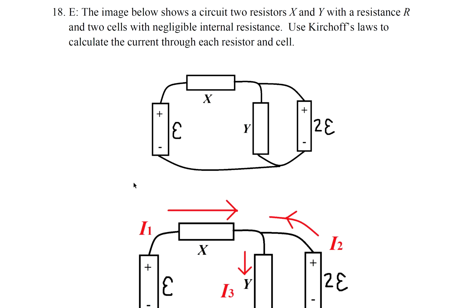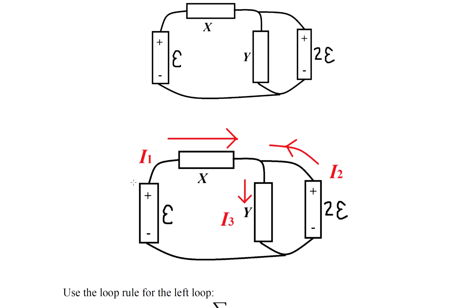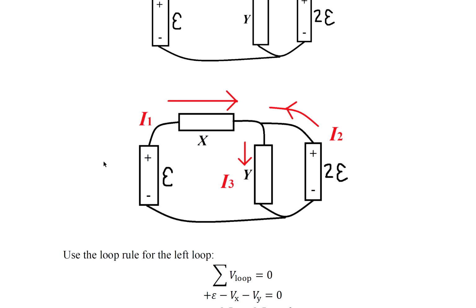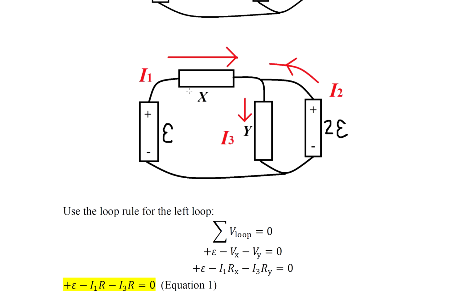Question 18, the image below shows a circuit with 2 resistors X and Y with the resistance R and 2 cells with negligible internal resistance. Use Kirchhoff's laws to calculate the current through each resistor and cell. So I had to make an assumption, and this is the assumption that I made, the direction of the current. So let me use the loop rule for the left loop. Plus E minus V sub X minus V sub Y is 0. We know V equals IR.